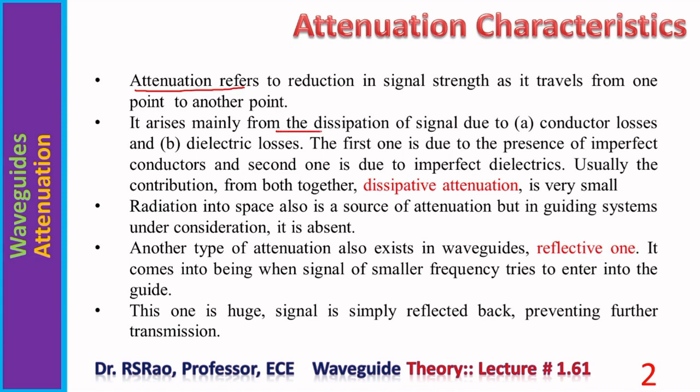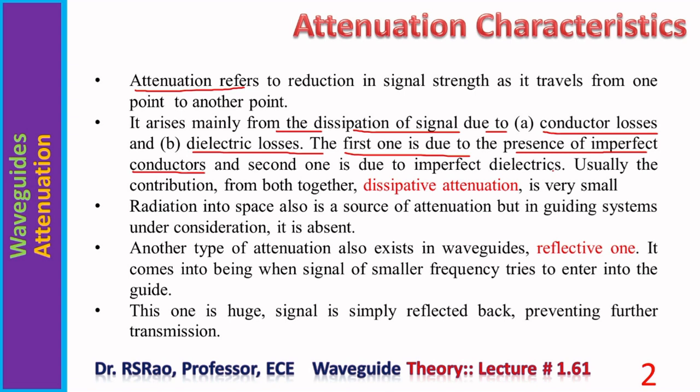It arises mainly in the waveguides from the dissipation of signal due to conductor losses and dielectric losses. The first one is due to presence of imperfect conductors and the second one is due to imperfect dielectrics. A perfect conductor is one for which conductivity is infinity and a perfect dielectric is one for which conductivity is zero. Usually the contribution from both together, called dissipative attenuation, is very small. Radiation into space always is a source of attenuation, but in guiding systems radiation is absent.